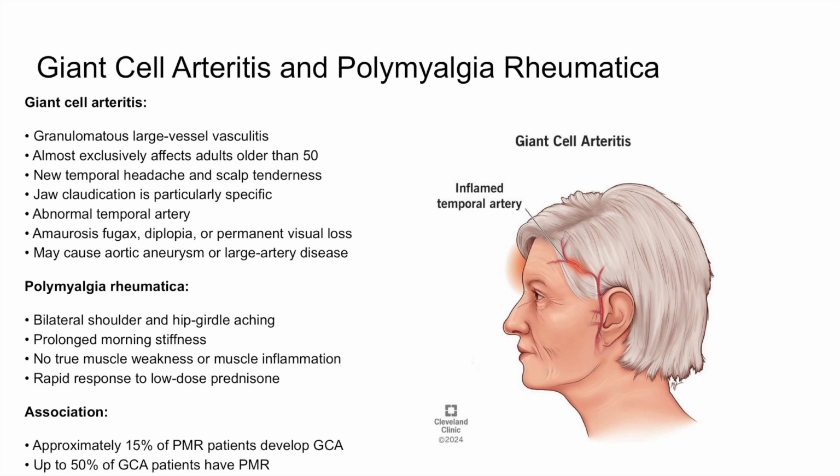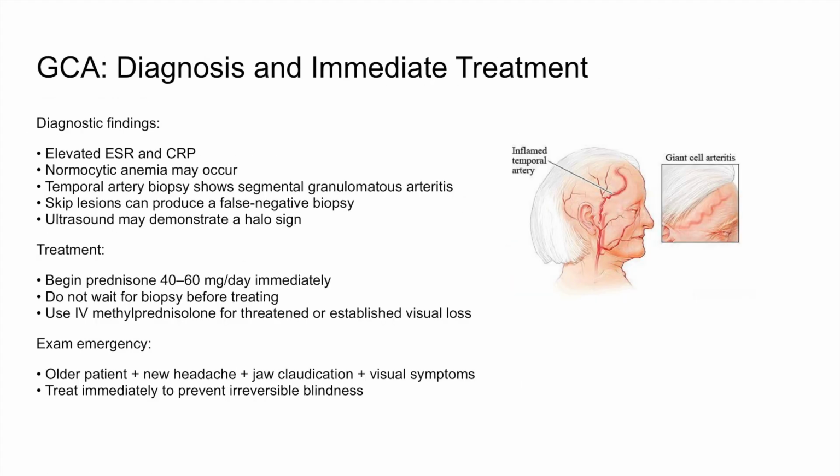These disorders frequently overlap, so some patients with polymyalgia rheumatica develop giant cell arteritis, and many patients with giant cell arteritis have polymyalgia symptoms. Any visual symptoms require urgent evaluation. Giant cell arteritis commonly produces elevated ESR and CRP, and a normocytic anemia may also be present.